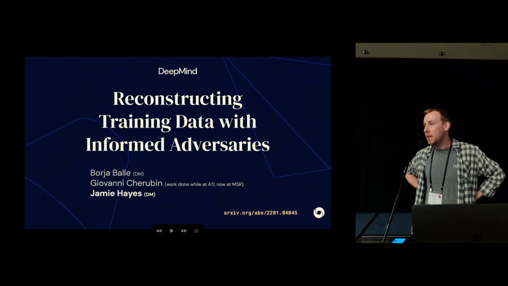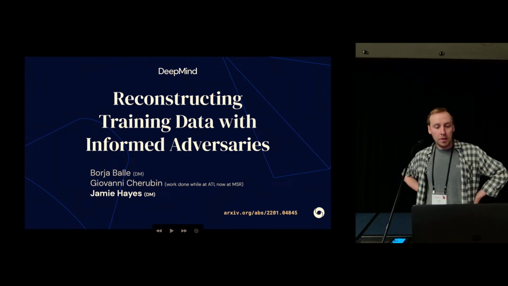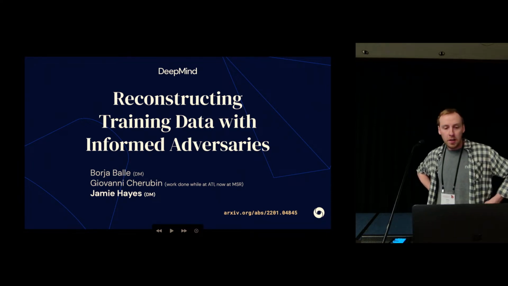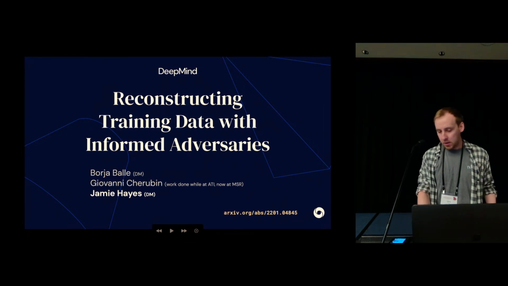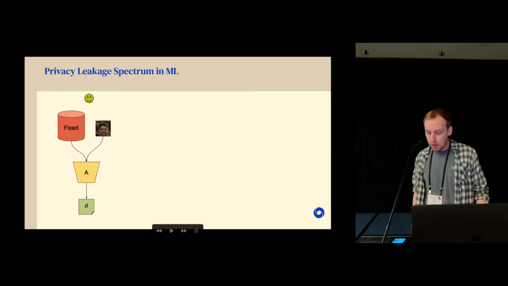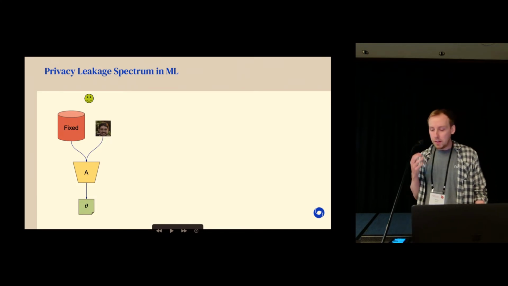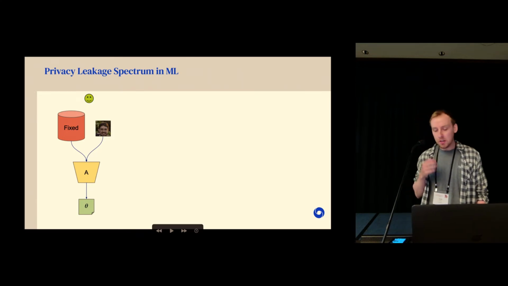I'm from DeepMind. I'm talking on behalf of myself, Borja, a colleague at DeepMind, and Giovanni, who is at the Turing Institute and is now at MSR. And I'm going to talk to you about reconstructing training data with informed adversaries. Our work is focused on understanding the kind of privacy leakage that can occur when machine learning models are trained on potentially sensitive data.